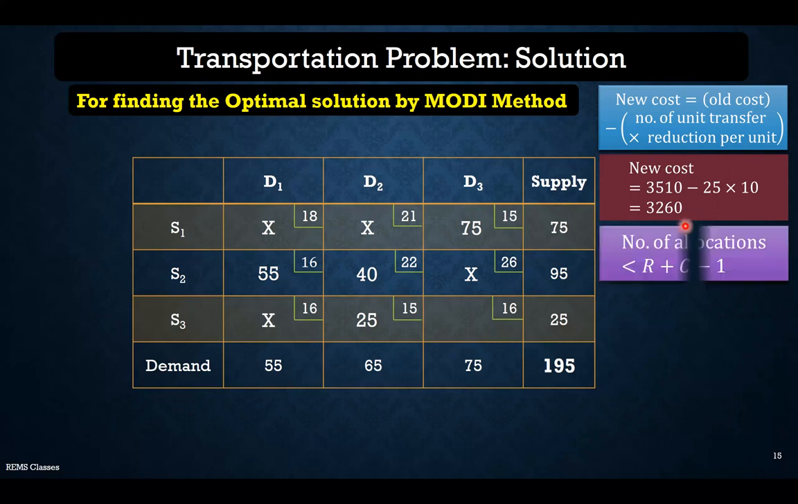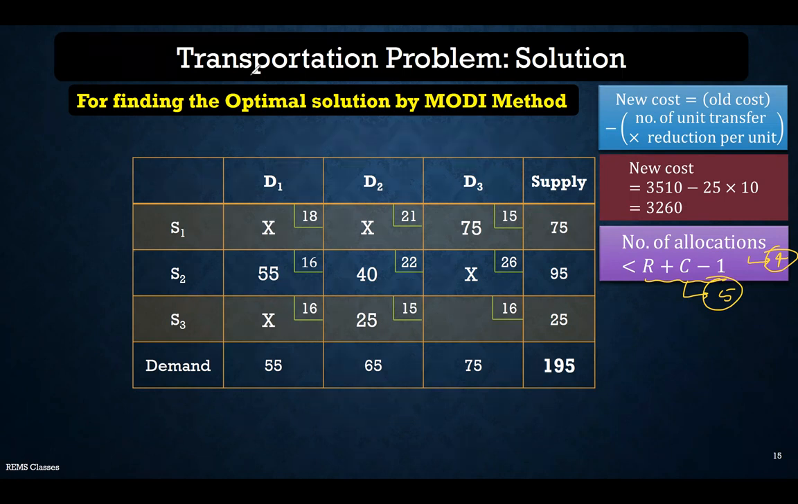So right now, number of allocation is less than row plus column minus 1. Here, number of allocation is 1, 2, 3, 4, and row plus column minus 1 will be equal to 5, since row is 3 and column is 3. Since both are not equal, this is a case of degeneracy, and we can resolve that case of degeneracy.